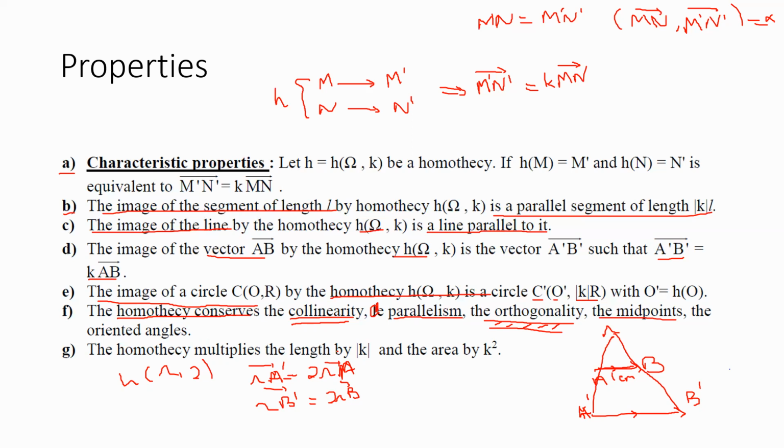Yes, I'll explain again. This is a circle, and it becomes circle C prime with center O prime. O prime will be the image of O by H, and the length of the radius will be the absolute value of K times the radius of this circle. Okay. This last property we don't use much.